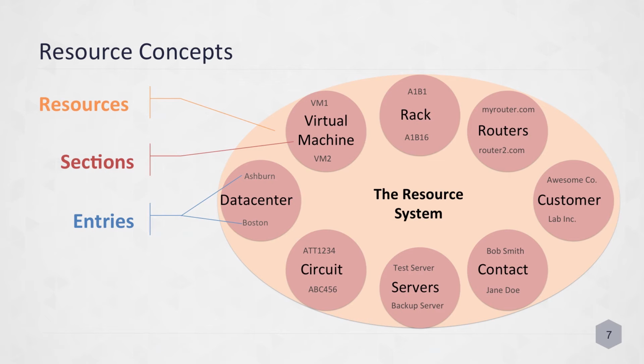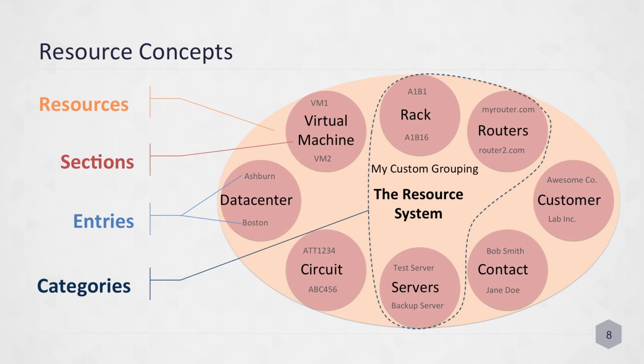Another part of ProVision's resource system is called categories. Categories allow you to group resources together under a name of your choosing to further organize your resources. In this example, we're grouping these racks, servers, and routers under the My Custom Grouping category. Creating categories is entirely optional, so you can decide internally if the additional organization is needed in your instance.